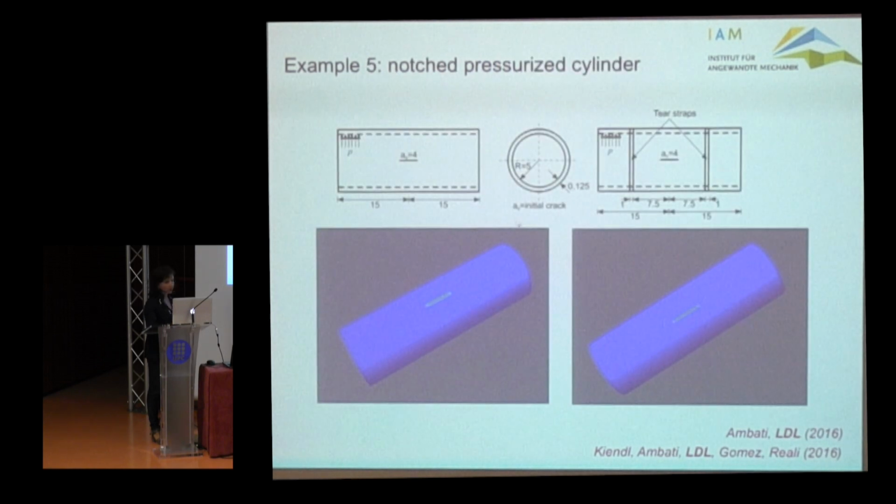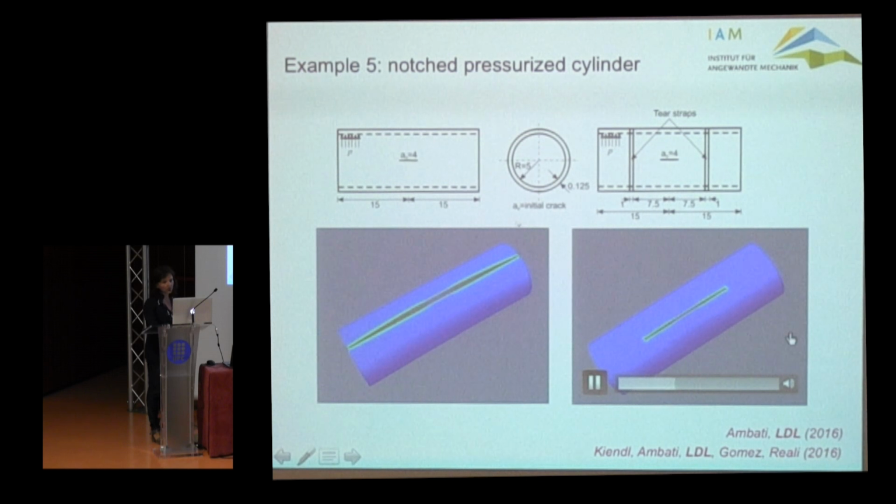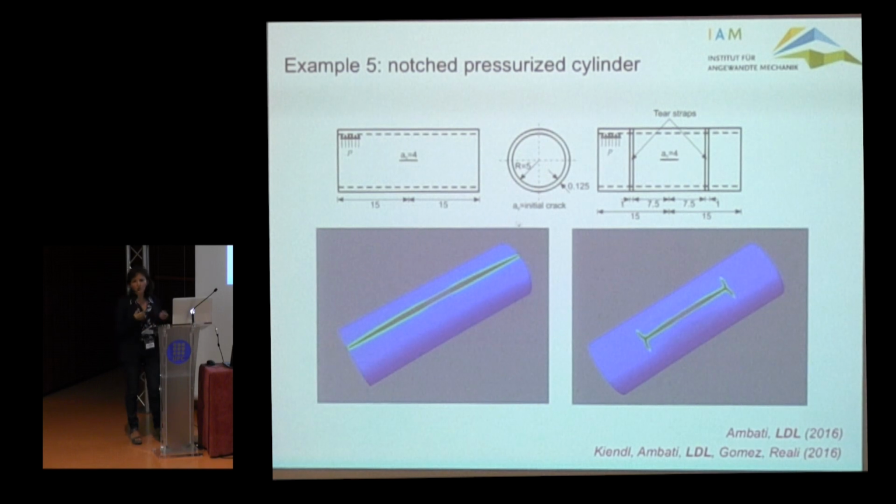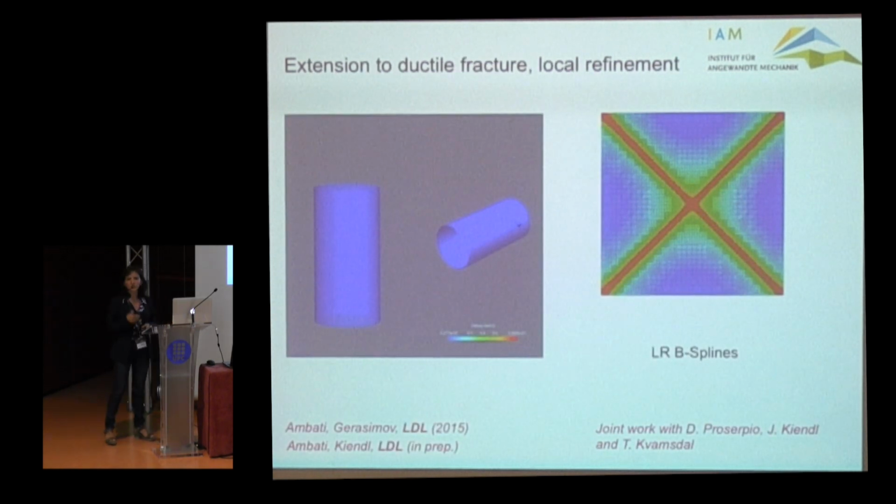And then this is a cylinder where we have a crack that propagates longitudinally, and in this case we have 2 tear straps that are meant to stop the crack and let it deflect. And you see this is exactly what happens. So you can deal with these topological changes in the crack straightforwardly without need for any special methods.